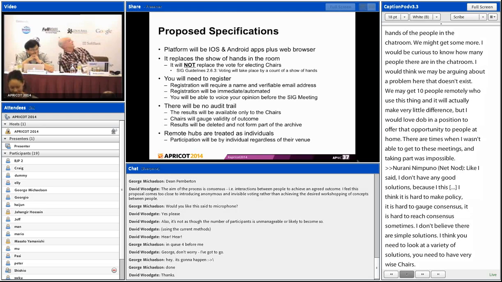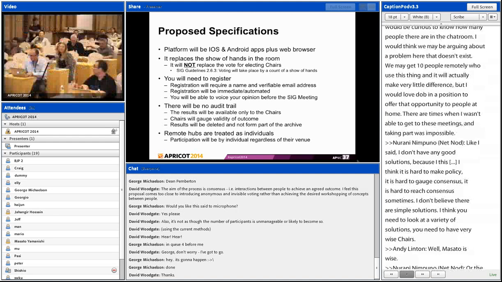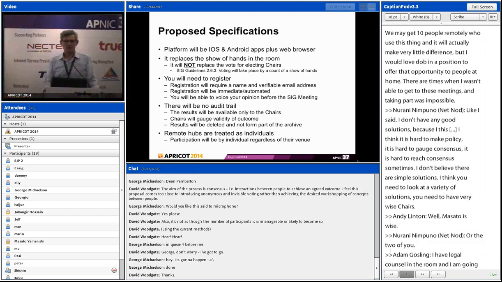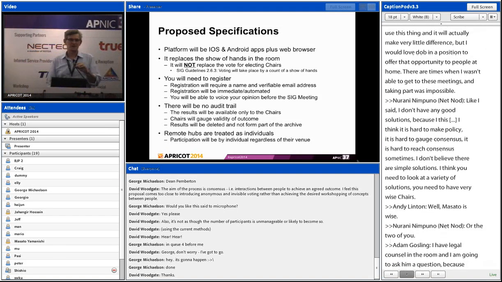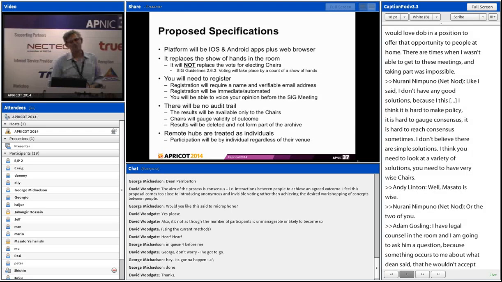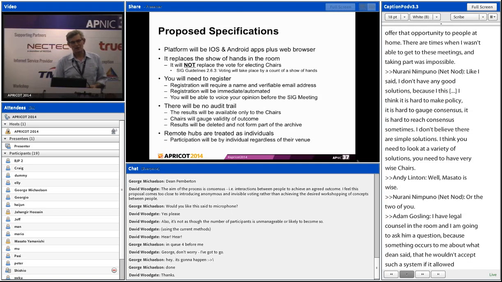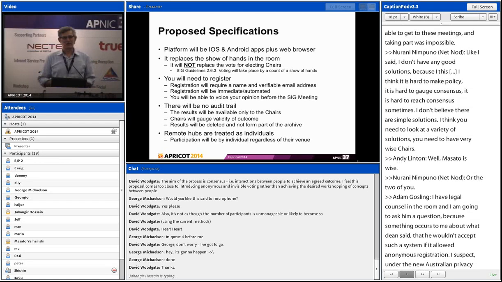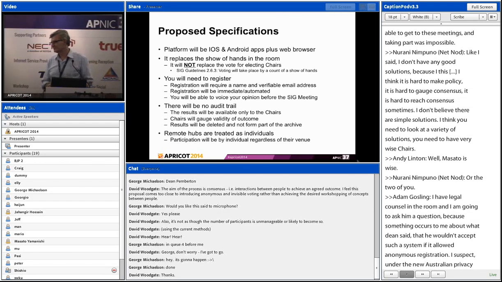I have legal counsel in the room, and I'm going to ask them a question because something occurs to me about what Dean said, that he wouldn't accept such a system if it allowed anonymous registration. I suspect under the new Australian privacy laws, we're required to allow that. Would there be a way around that? Put the website somewhere else. Yeah.